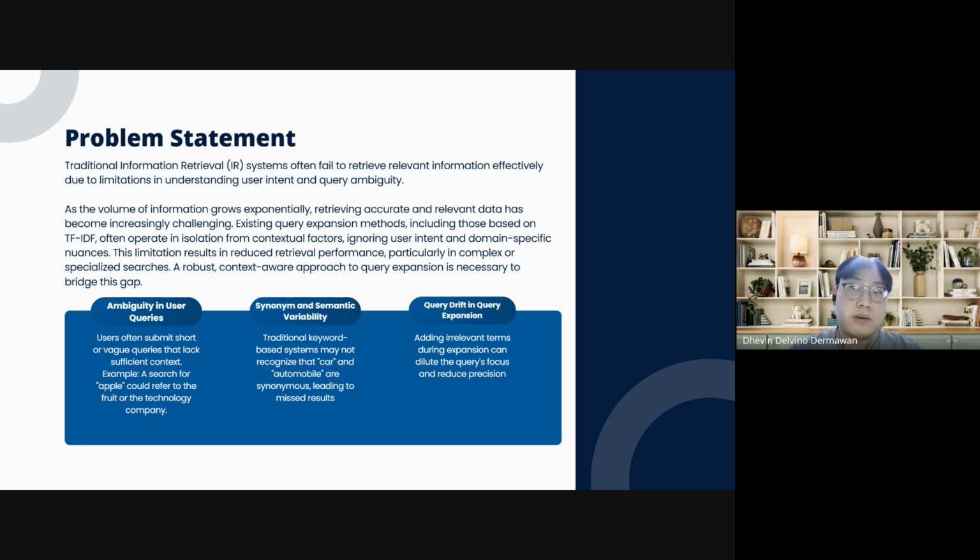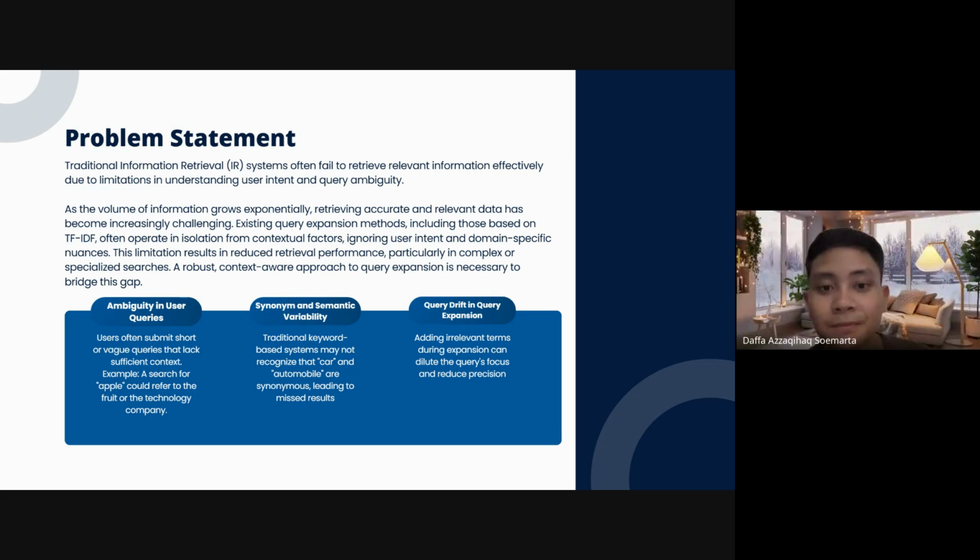Maybe the next problem statement will be explained by Daffa. Okay, thank you, Devin, for the explanation. Basically, we have three problems here. The first one is ambiguity in user queries. Many users often submit short or vague queries that lack sufficient context.